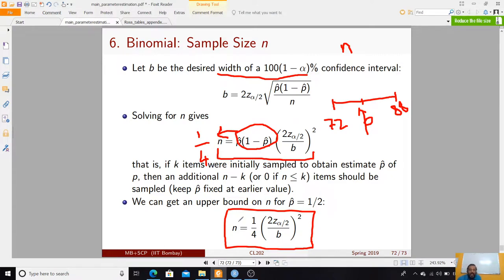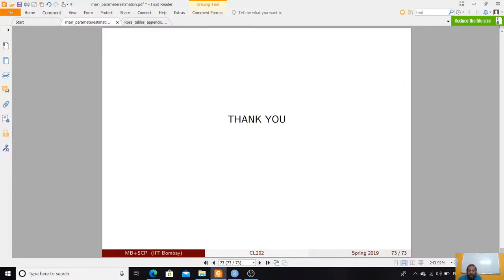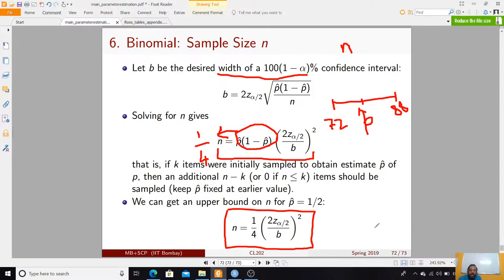Okay, and so if you want a bound on n, then you can show that the number of samples should be greater than this particular number. Okay, so that will give you a bound for the number of samples so that the desired length of that uncertainty is B. Okay, I think that was the last slide, and so I have finished it.